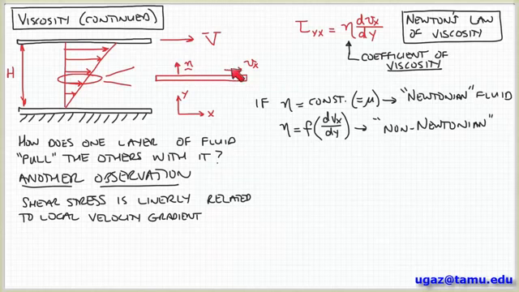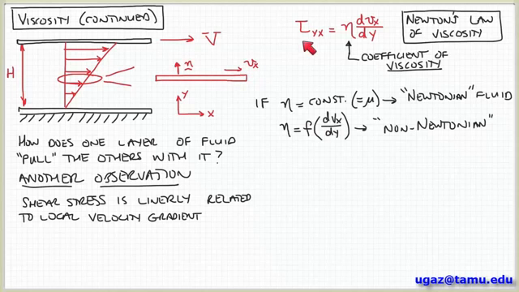So this is going in the x direction. So tau yx, when I write this, it means the shear stress on a surface whose normal vector is oriented in the y direction due to a flow or a force that's acting in the x direction.